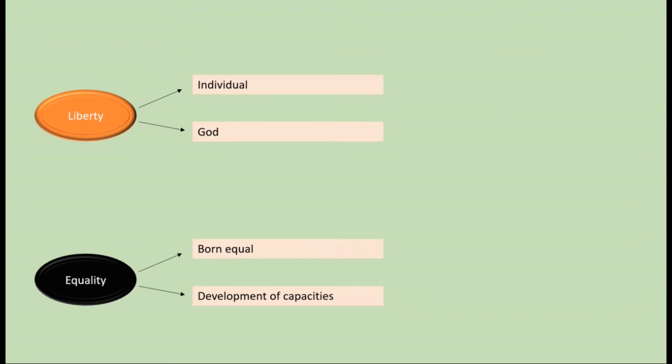Tenth, equality. The idea of equality was adopted from the French Revolution. Equality of status and opportunity embodied in the preamble is ensured through fundamental rights and directive principles of state policy. Equality stands for absence of special privileges to any section of the society. Equality also stands for adequate opportunities for all individuals to develop without any discrimination.